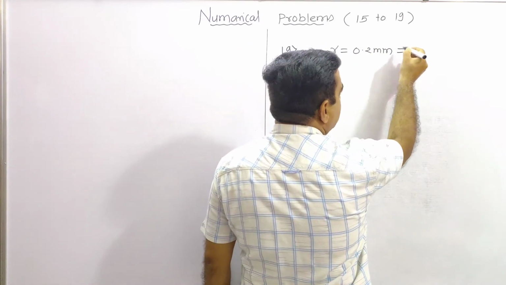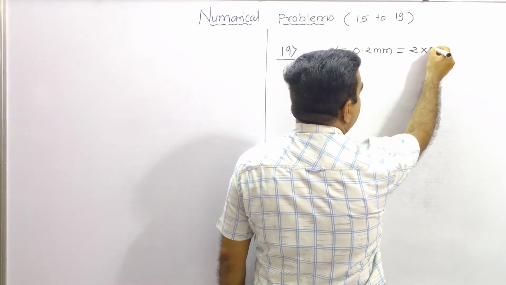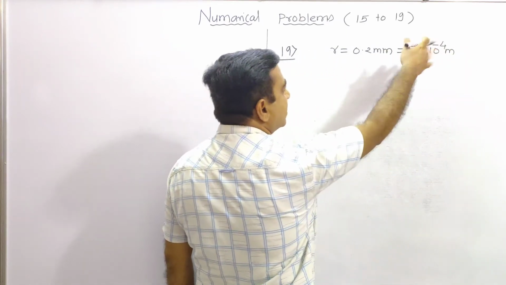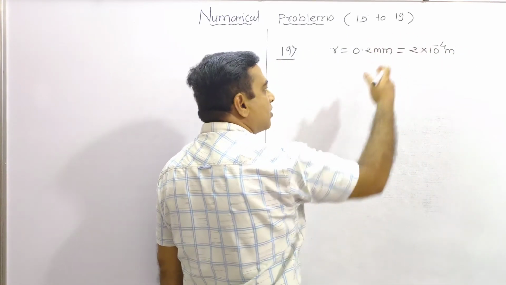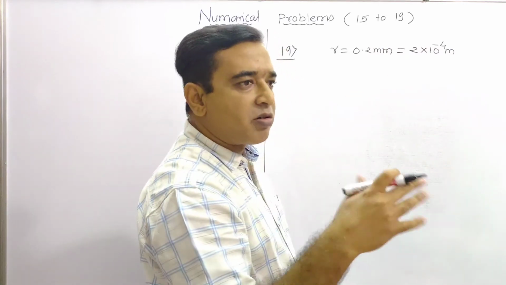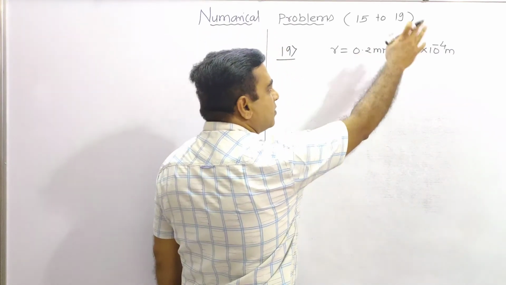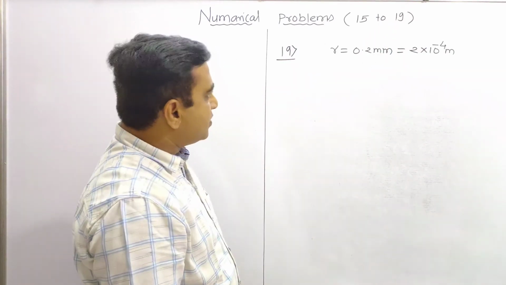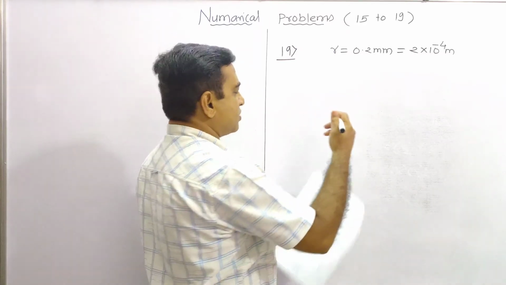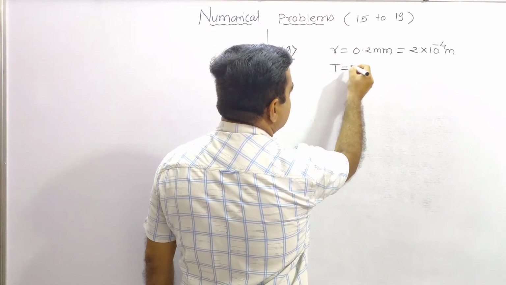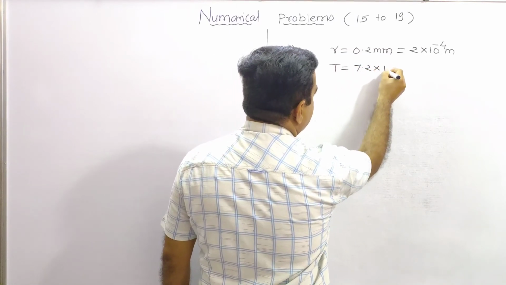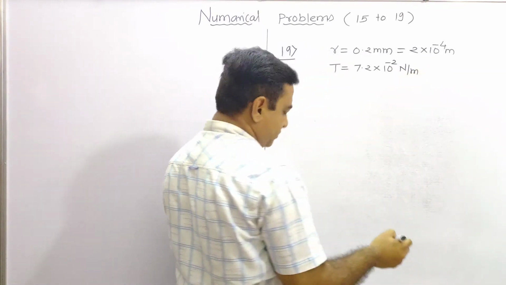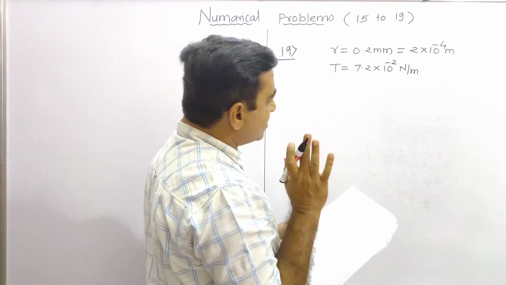This 0.2 millimeter I need to convert, that is 2 into 10 raised to power minus 4 directly. Here 0.2, after shifting the point, millimeter means we need to multiply it by 10 raised to power minus 3, and with the point shifting, that means 2 into 10 raised to power minus 4. So this is the radius which is given. Then later on we have the surface tension. It is given only. The surface tension is how much? 7.2 into 10 raised to power minus 2 Newton per meter. So this is the value which is given here.